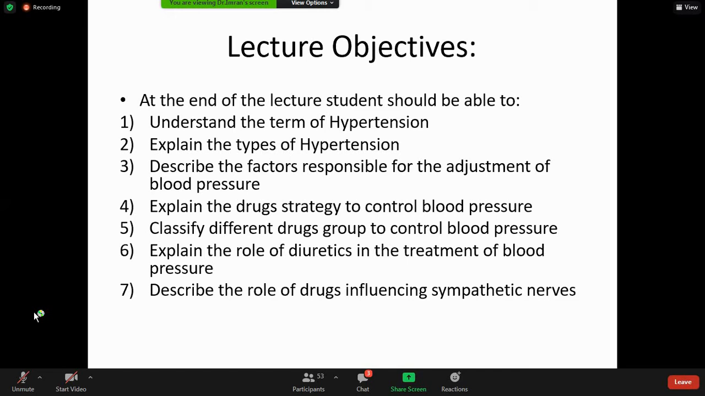And explain the drug strategies to control blood pressure. What are the different plans? What are the different mechanisms by which we can reduce and control blood pressure? What are the different classes of drugs that can be used to control blood pressure? Explain the role of diuretics in the treatment of blood pressure, and describe the role of drugs influencing sympathetic nerves. So basically, today we are going to discuss two major groups, and in the second lecture, we will discuss the remaining groups.